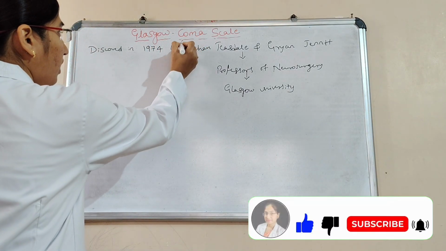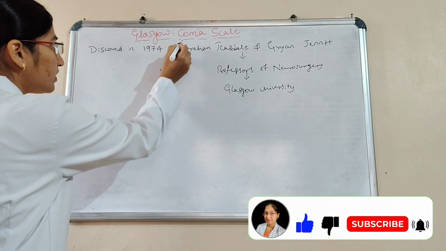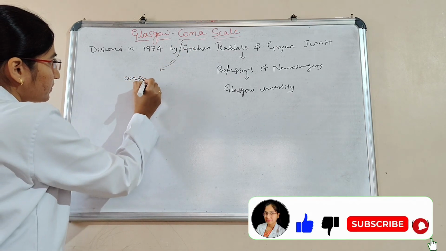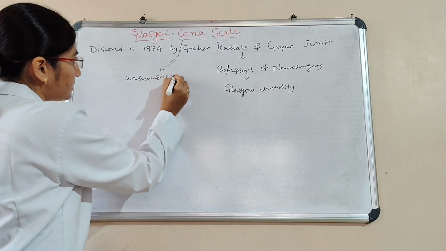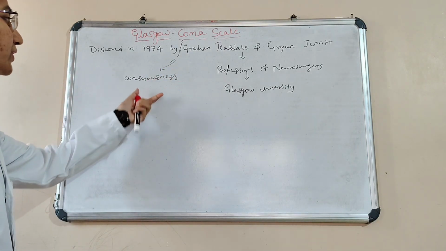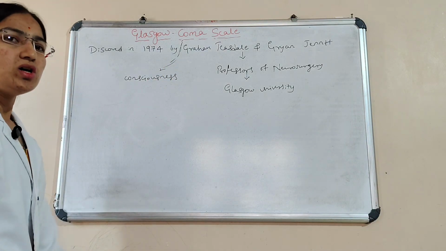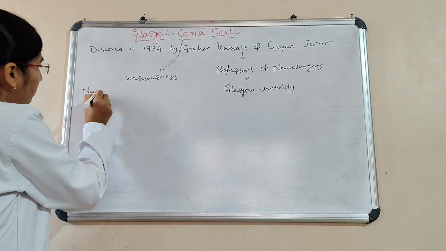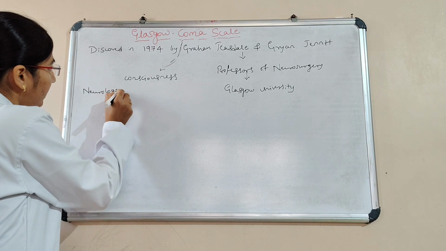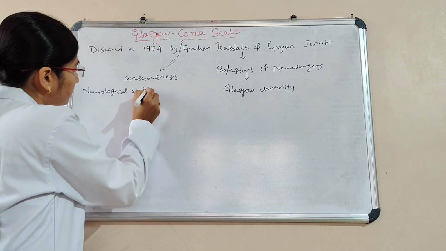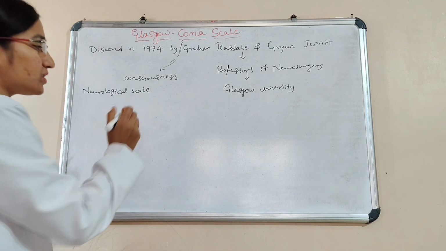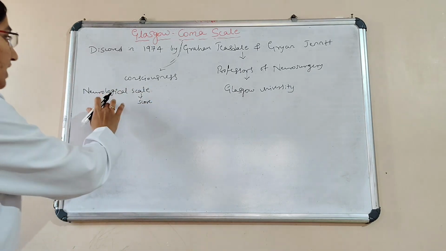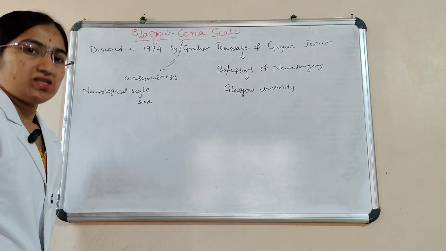Here, coma is related to consciousness. This is a neurological scale. In this scale, a score is there.